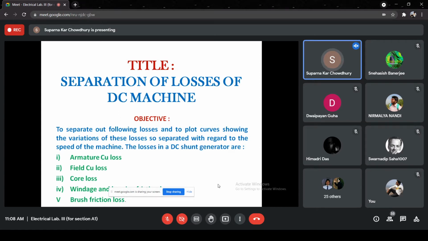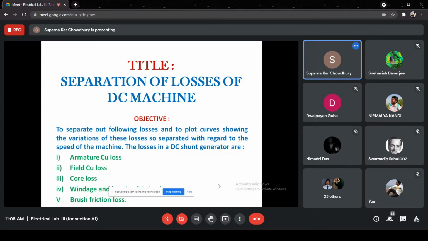Now, what are the losses of a DC shunt generator when it is running? First is the armature copper loss. Current is flowing through the armature winding made up of copper, so there will be I square R loss in the armature. Then there will be field copper loss. In the field winding, the current is flowing, so there will be I square R loss in the field. Then there will be core loss.